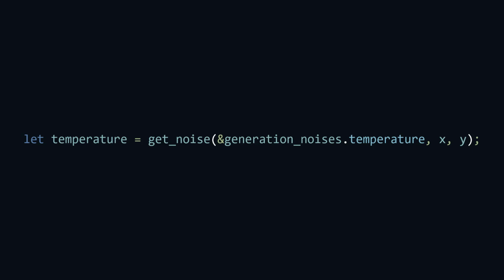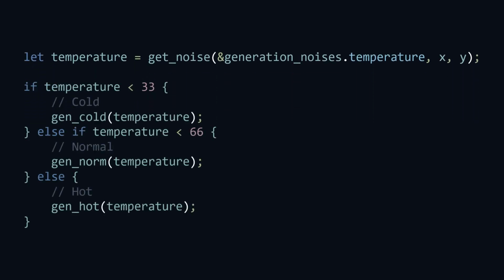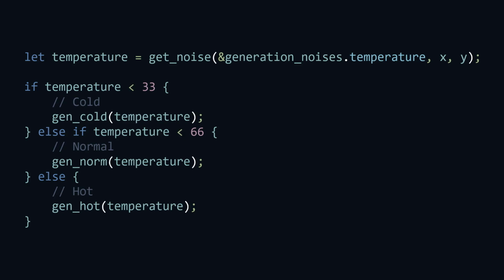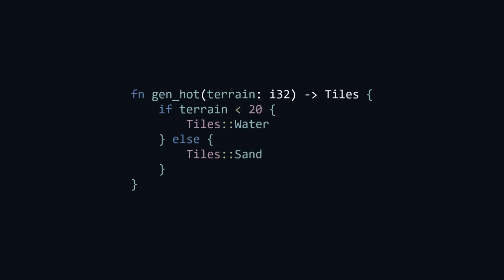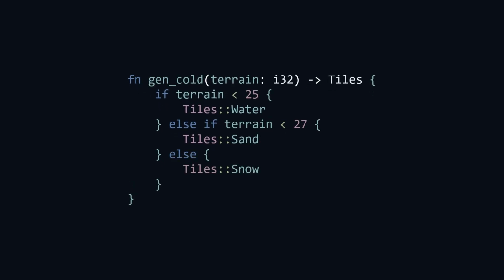To implement temperature-based generation, we'll check if the value is above 66, which will be considered hot, below 33, which will be considered cold, and in between 33 and 66, which will be our normal terrain generation. In hot areas, we will create sandy deserts by decreasing the size of bodies of water and having no grass generate. For cold areas, we will generate bodies of water which are slightly larger than that of the desert, but smaller than our normal terrain.